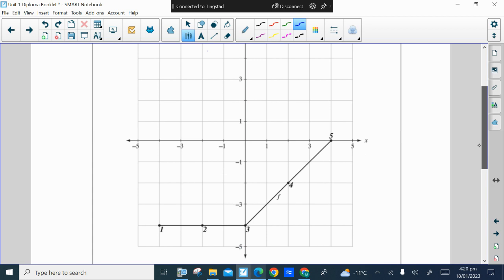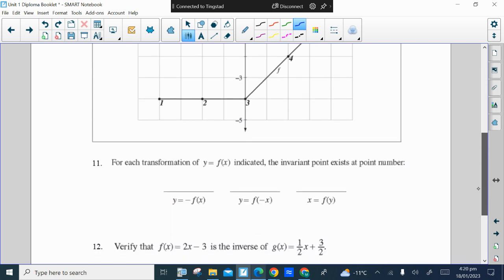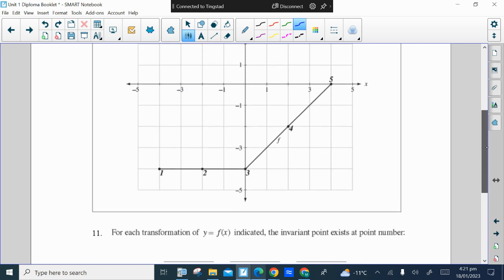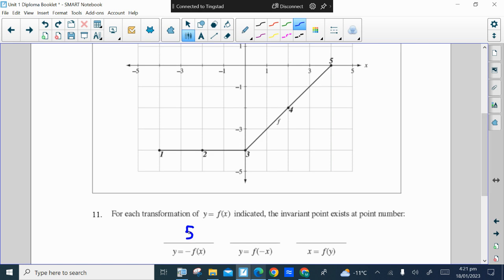All right, so for the next question, we'll use this graph. For each transformation indicated, where are the invariant points? So the first transformation is negative f at x. So when a is negative, that reflects the graph over the x-axis. And when it reflects over the x-axis, the x-intercepts are invariant. Our x-intercept is at 0.5. The second equation, f at negative x, when b is negative, it reflects over the y-axis. So the y-intercept will be invariant. That'll be 0.3.